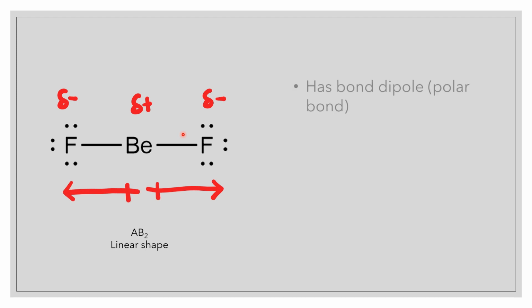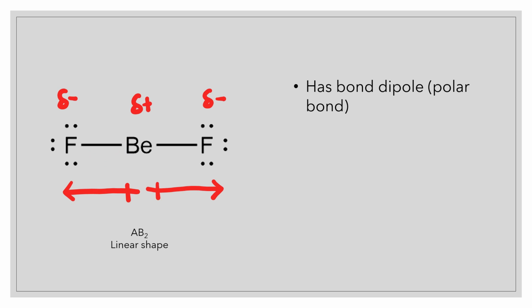So for BeF2, for example, you have to draw its Lewis structure and then later on identify the geometry of the molecule. So I have identified this as AB2 having linear shape. So this is the shape according to molecular geometry that I have drawn earlier. From here, between Be and F, we have different electronegativities value between them. So you can draw the arrow dipole showing that these two bonds are polar.